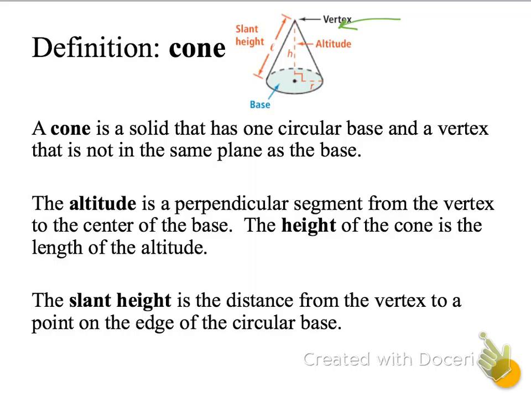The altitude of a cone is a perpendicular segment from the vertex to the center of the base. The height of the cone is the length of the altitude. So the height we're going to be talking about is the inside height from top to the point of the vertex. The slant height is the distance across the slant of it, from the vertex to the point on the outside of the circular base.